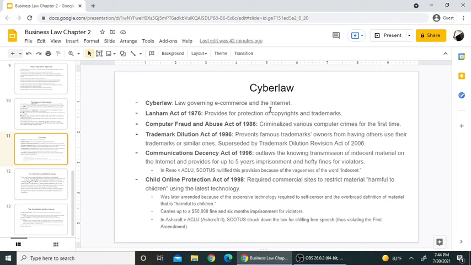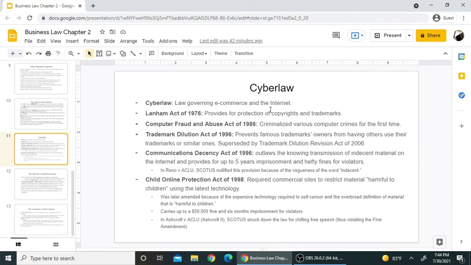because it violated the First Amendment, because the word indecent was seen as too vague and too broad. So that's why that provision of the CDA was nullified.